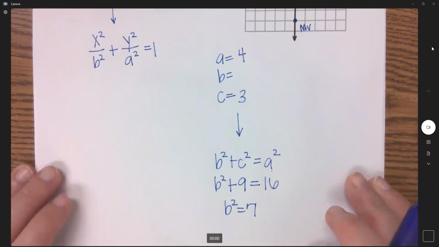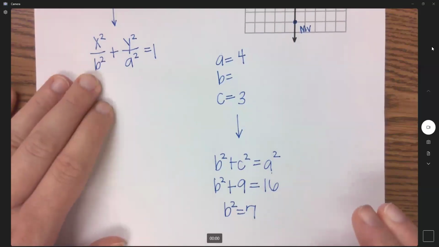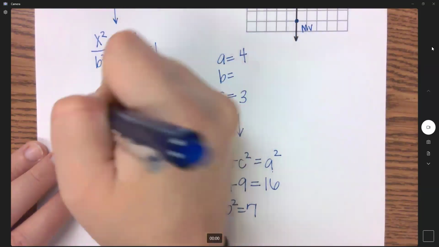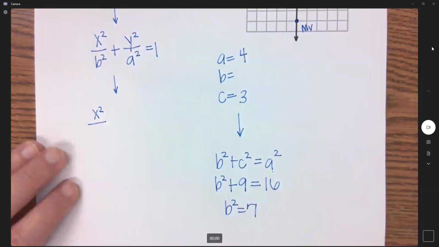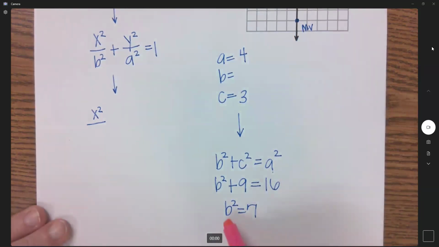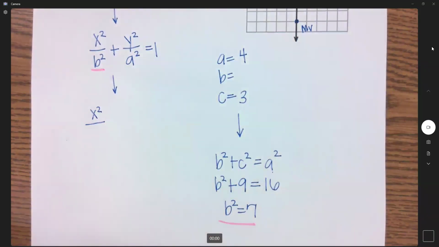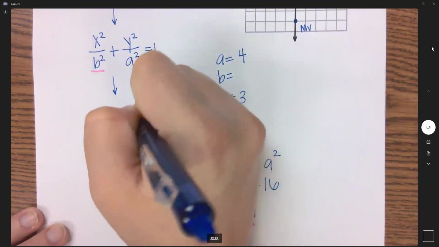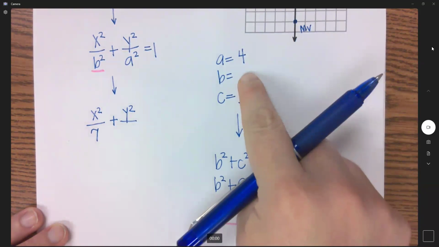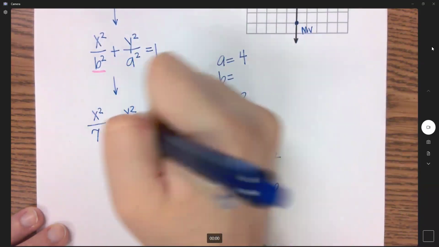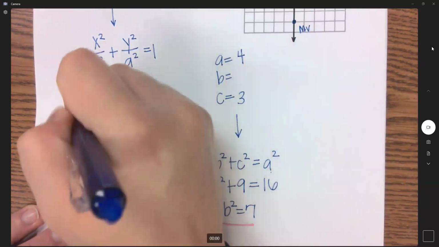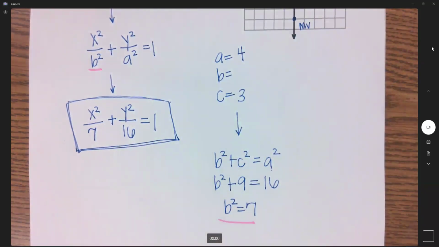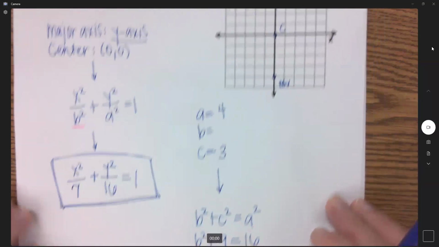Now we're eventually going to have to graph this, but for writing the equation, I have everything I need. I have x squared over b squared. We found b squared equals 7, so that is going in for b squared. Plus y squared over a squared. When you square that, we get 16, and then that equals 1. So there is my equation. So now let's graph this.